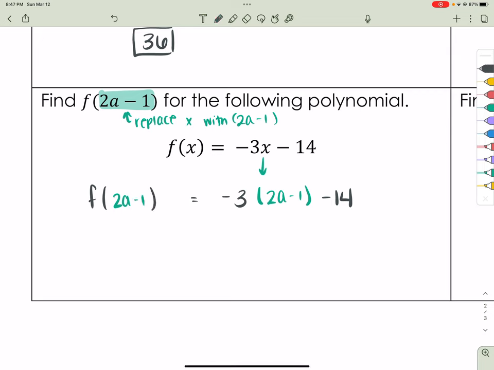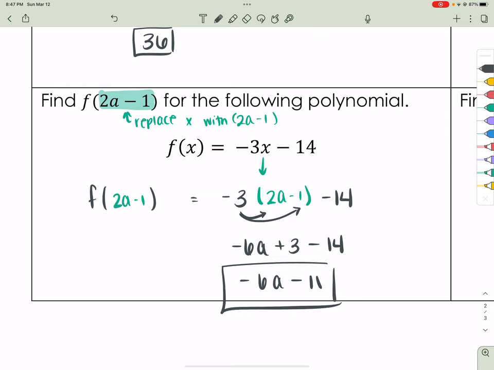Now I can not really simplify all the way down to a number, but I can do a little combining of like terms, distribute, that kind of stuff. So negative 3 times 2a is going to give me negative 6a. Negative 3 times negative 1 is positive 3 minus 14. And then I can combine those and get negative 6a minus 11.